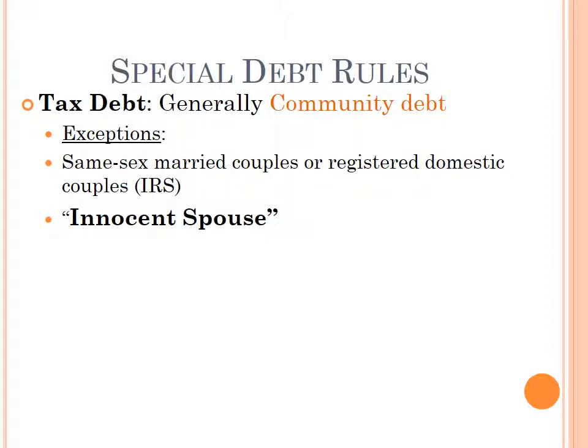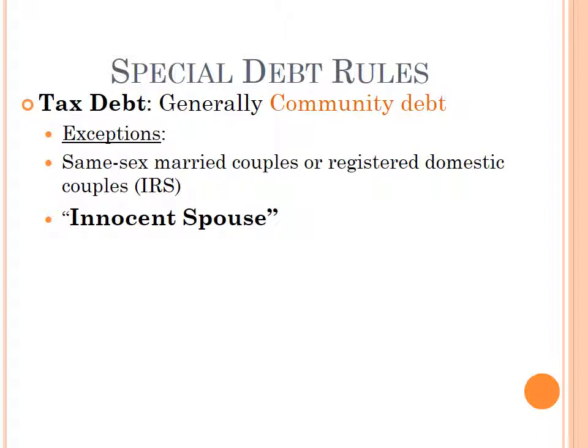Next, we have tax debt. Tax debt is generally a community debt with a few exceptions. The first is the situation of same-sex married couples or registered domestic partners. You have to remember that the federal government does not currently recognize same-sex marriage or registered domestic partners. So when filing taxes with the IRS, you're not going to be able to say that it is a part of the community, because the IRS is going to look at it and say there's no community there in order for the debt to rely on two individuals.